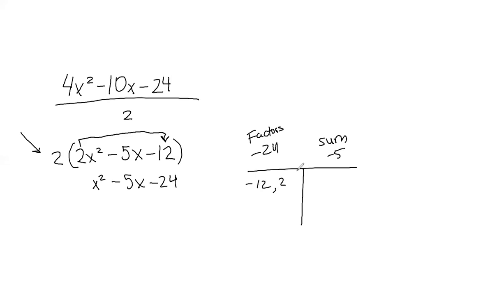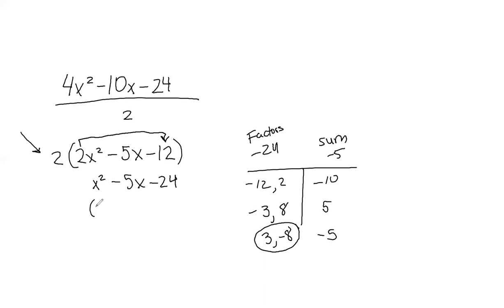Negative 12 times 2 is negative 24, but their sum is negative 10. Negative 3 times 8 is negative 24, but their sum is a positive 5, which is close. We just need to change a sign. And in order to change a sign to get a negative 5, I'm just going to take these two numbers and change their signs around. So we want a positive 3 and a negative 8. That will give us a sum of negative 5.